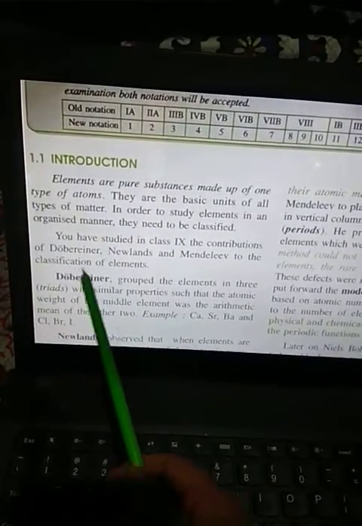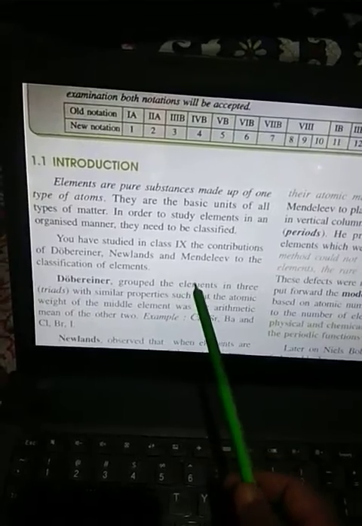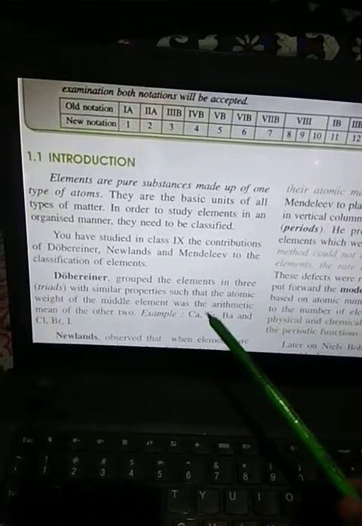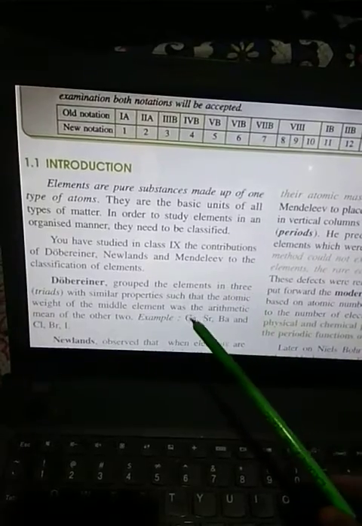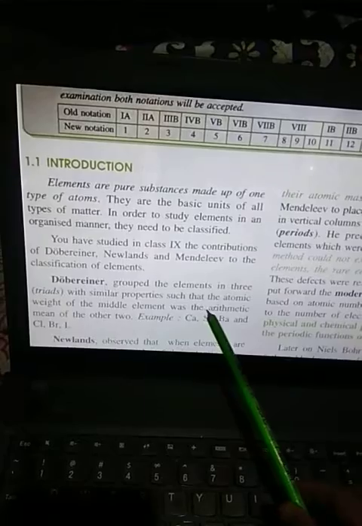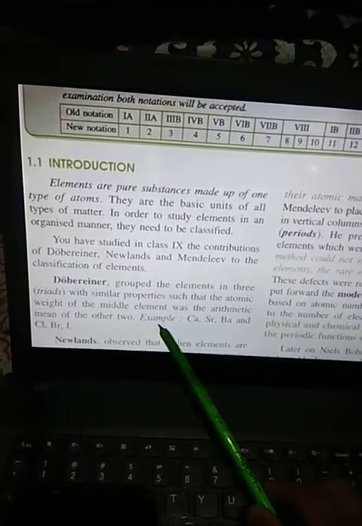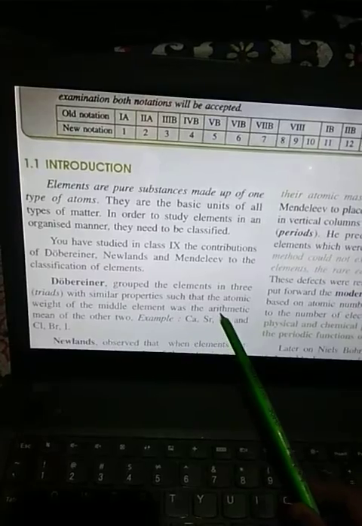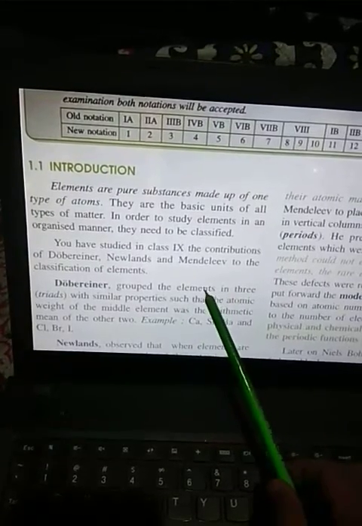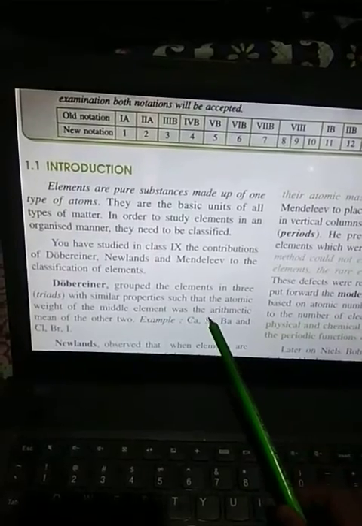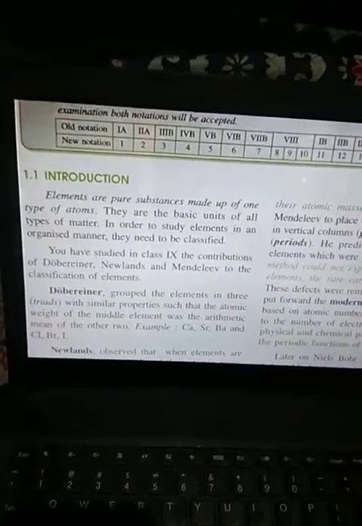The first law is Dobereiner's law of triads. According to this law, the elements are arranged in threes with similar properties such that the weight of the middle element is the arithmetic mean of the other two. For example, take calcium, strontium and barium, or chlorine, bromine and iodine. If you add the atomic masses of the first and the last and divide by 2, you'll get the atomic mass of the middle element. But we cannot apply this law to all the elements, so it has certain limitations.